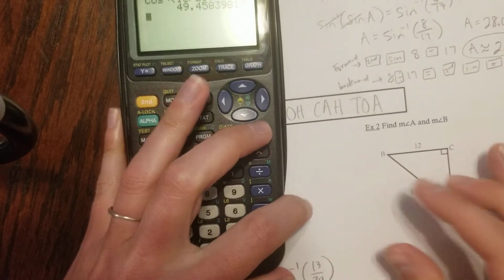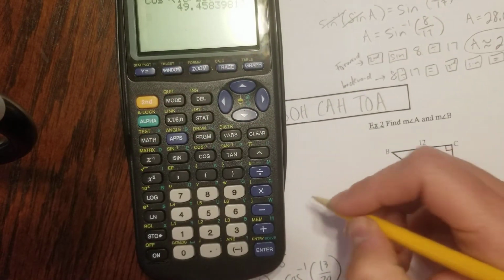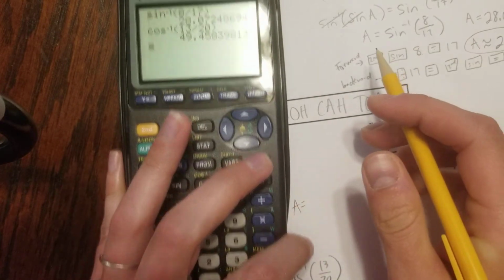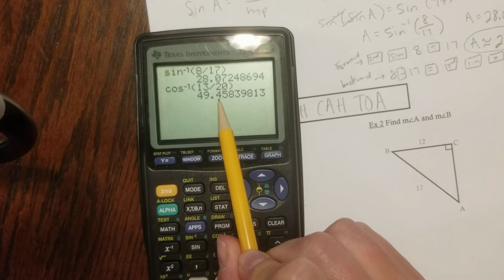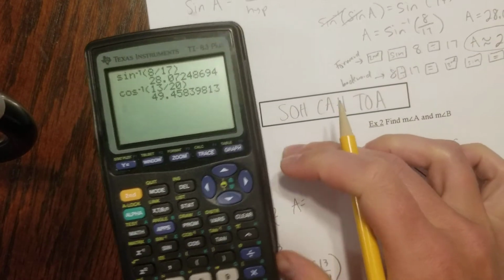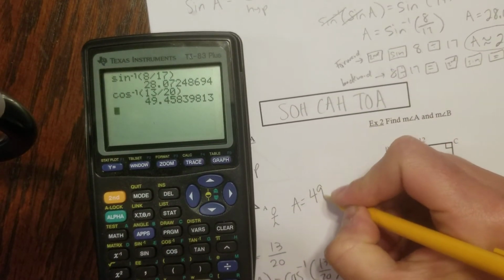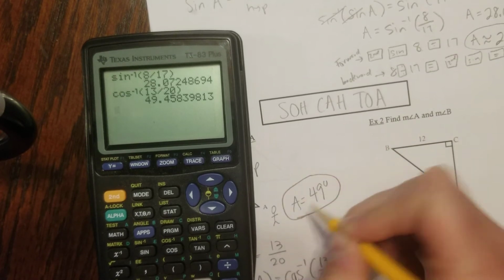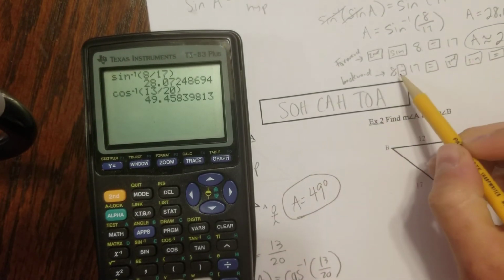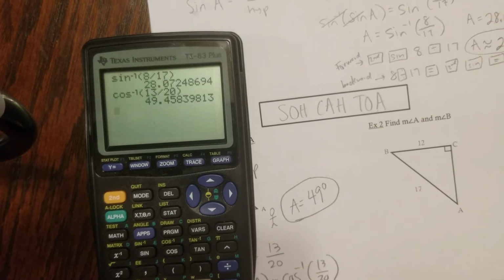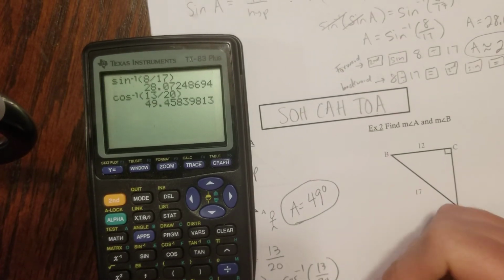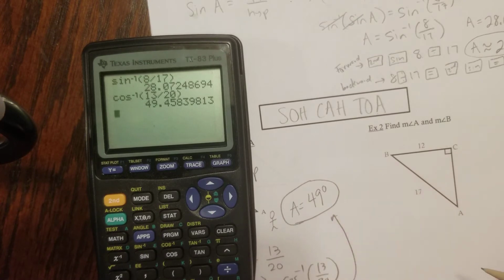So if you typed it in correctly, angle A should equal, we're going to round to the nearest whole number. So the 4 here, then the tens place tells us to keep it at 49. So angle A is 49 degrees. If you have a backward calculator, then you're going to have to do the division first. 13 divided by 20, hit equals, and then do second cosine, and it should still spit out 49 degrees.